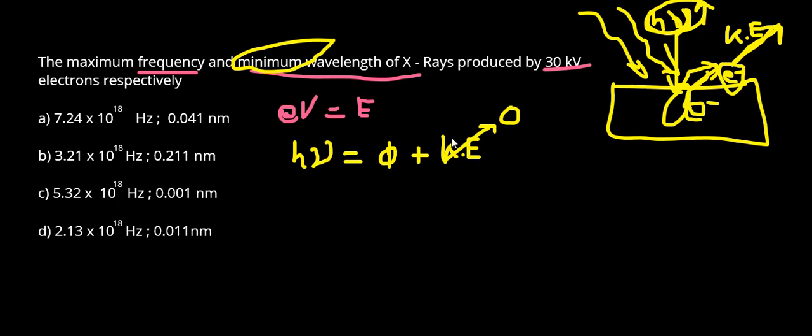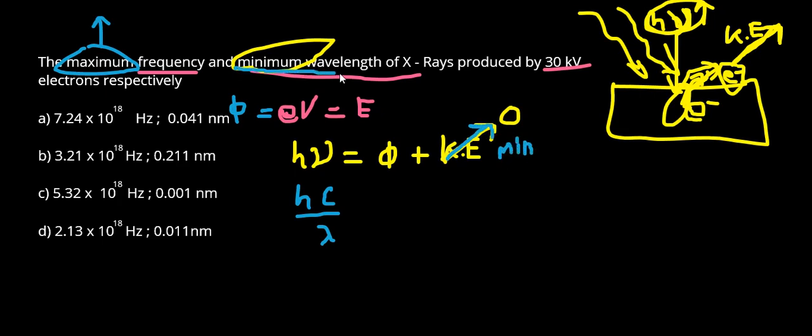To find the minimum wavelength, the kinetic energy is zero. So this is the minimum wavelength required to eject the electron. The work function is written in electron volts. h mu can be written as hc by lambda. Since they didn't ask about the minimum frequency, this is the maximum, so this is zero at the minimum. We can find only the wavelength using this equation.